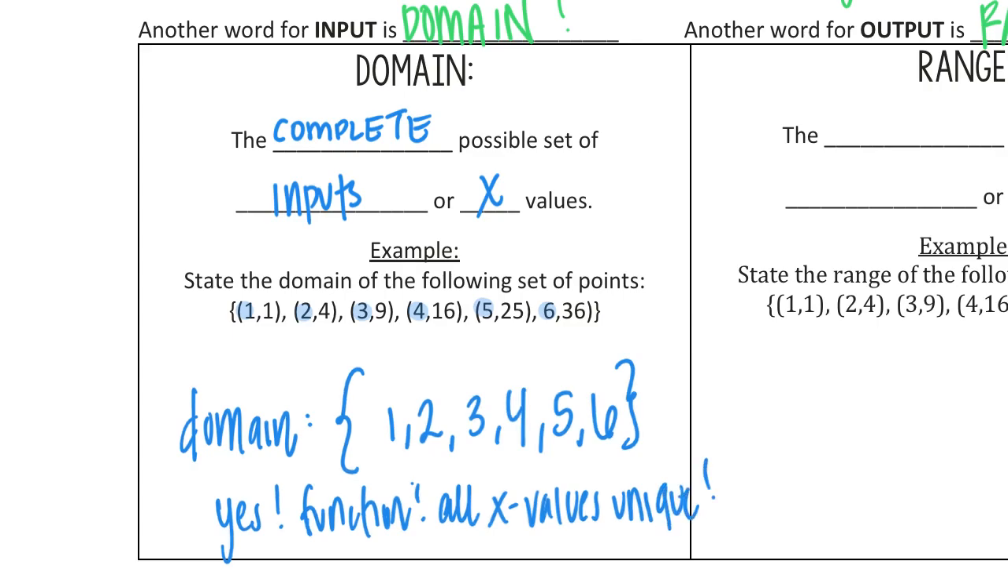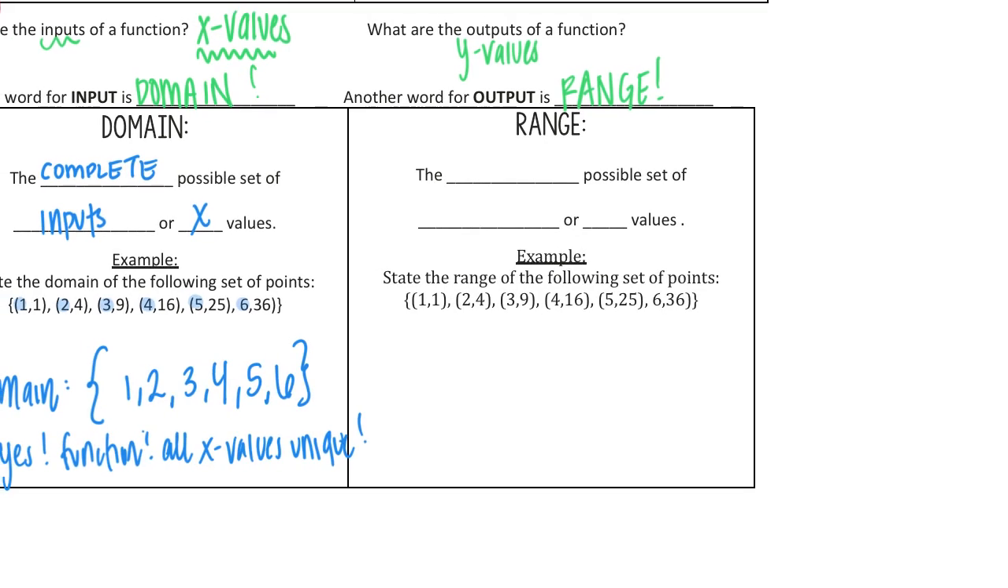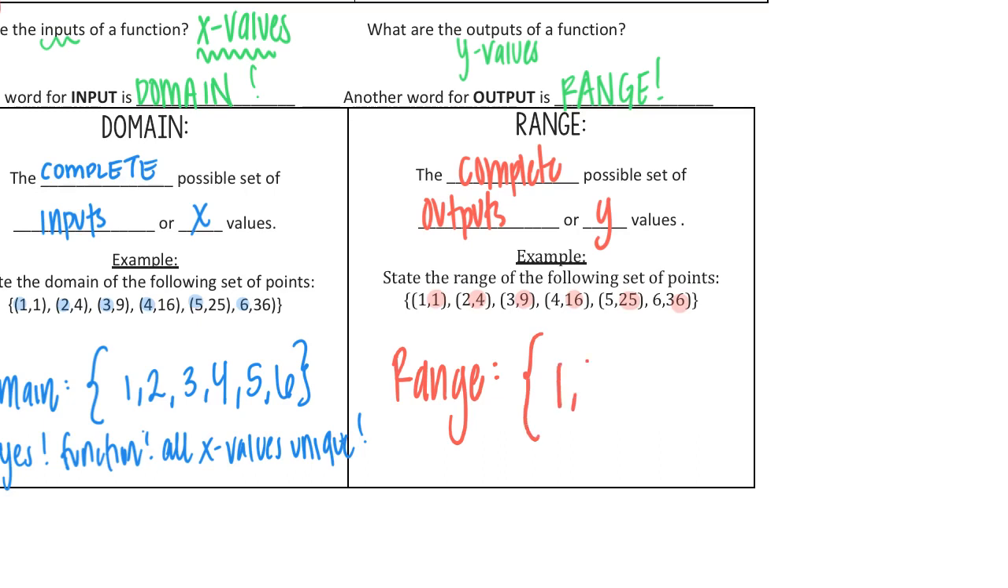We would say, yes, this is a function because all the x values are unique. If you toggle over to the far right box, when we're talking about the range, if we're asked to find the range, it is just the complete set of outputs, or the y values. So we're just going to look at the y part of the ordered pair to find the range. 1, 4, 9, 16, 25, and 36.